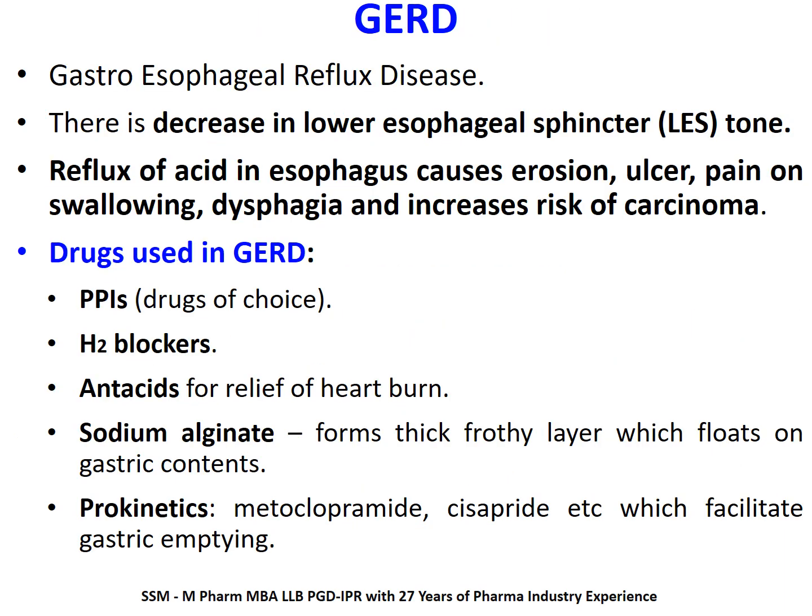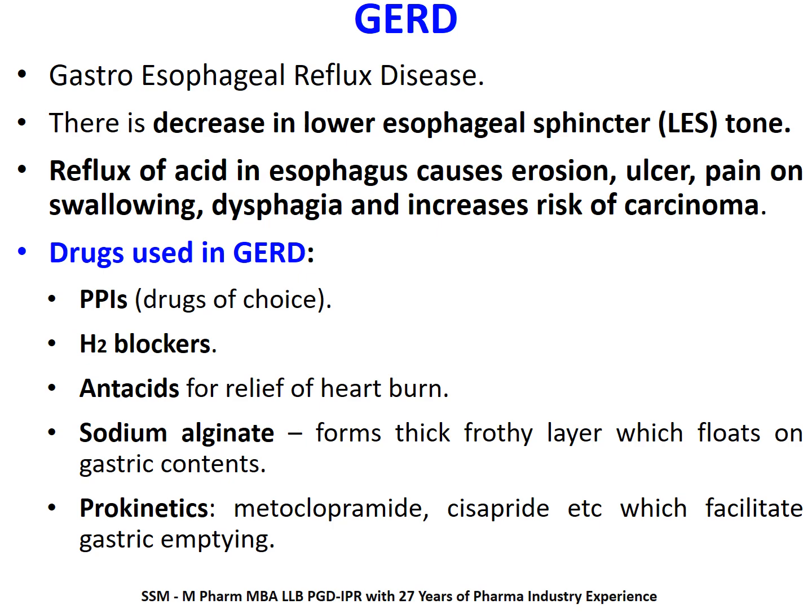Coming to gastroesophageal reflux disease or GERD. In this, there is a decrease in lower esophageal sphincter tone, the wall or sphincter between the esophagus and stomach. Tone of that wall becomes loose, and because of that, the gastric content along with acid may reflux back to esophagus, which may cause erosion and ulcer and pain, and there will be pain on swallowing, and there will be difficulty in swallowing, which is called dysphagia, and there is also risk factor for carcinoma if that happens.